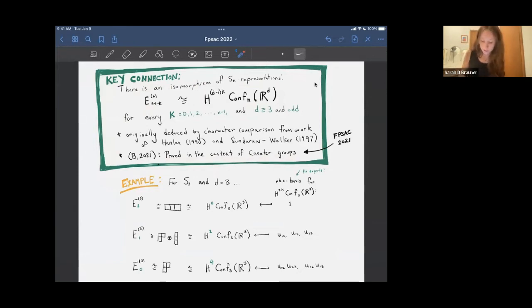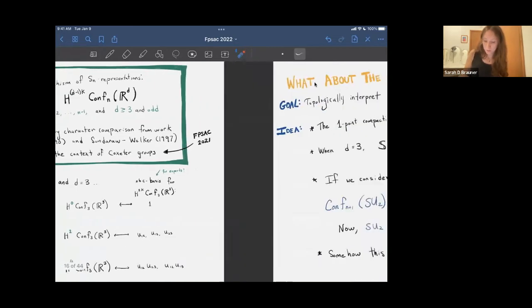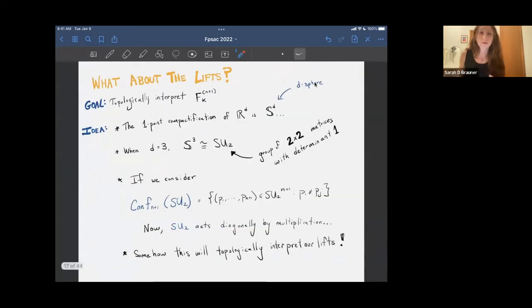Okay, so here's an example for S3. This part of the picture is not new. We've seen this before. The new part of this picture is that each of these representations here is describing the pieces of a cohomology ring. So we now have two ways of thinking about our Sn representations. You can ask, is there a way to understand the lifts of those representations, so the Whitehouse representations, topologically? And so that's what I want to do next.